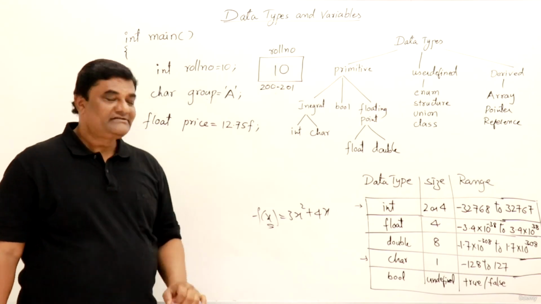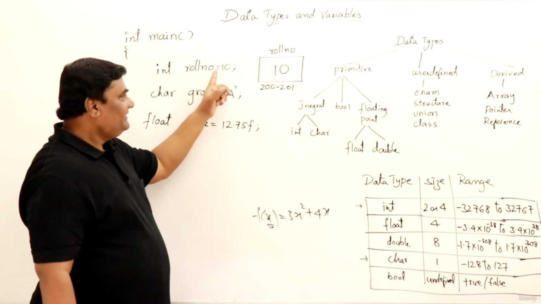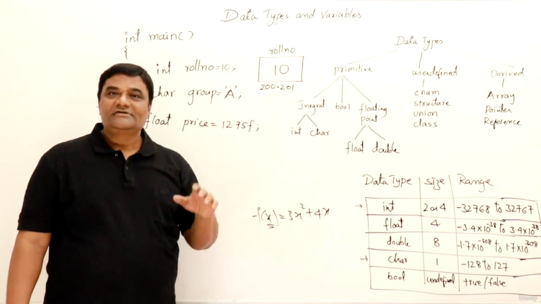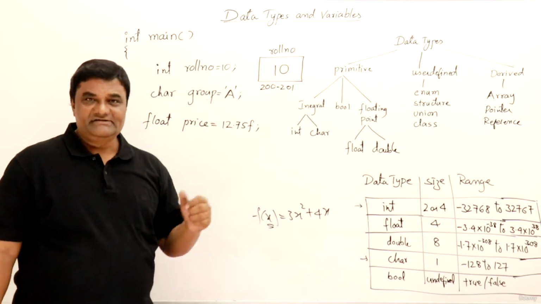So these are the important things: integer type variable and initialization, character type initialization, float type initialization. So this is how you can declare the variables and initialize.